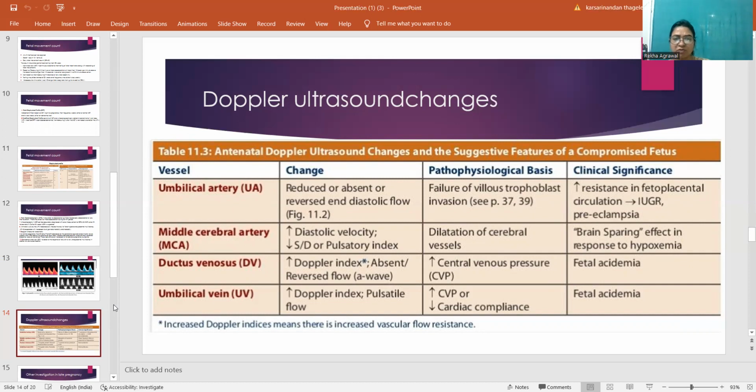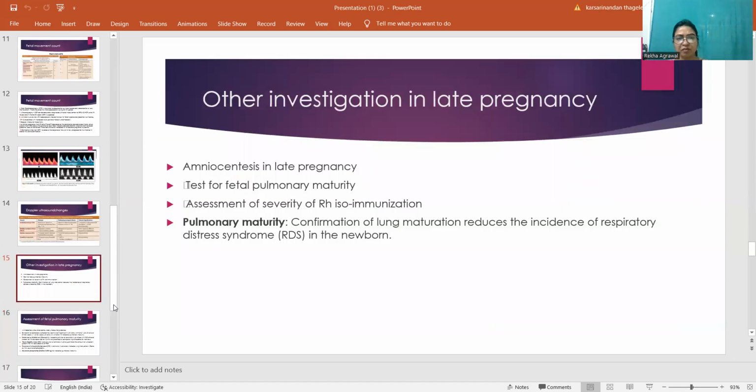Okay. Then ductus venosus: increased Doppler index and absent or reverse flow. Increased CVP will be there, and fetal acidemia will be seen. Umbilical vein changes: increased Doppler index, then increased CVP or decreased cardiac compliance, and fetal acidemia will be present.